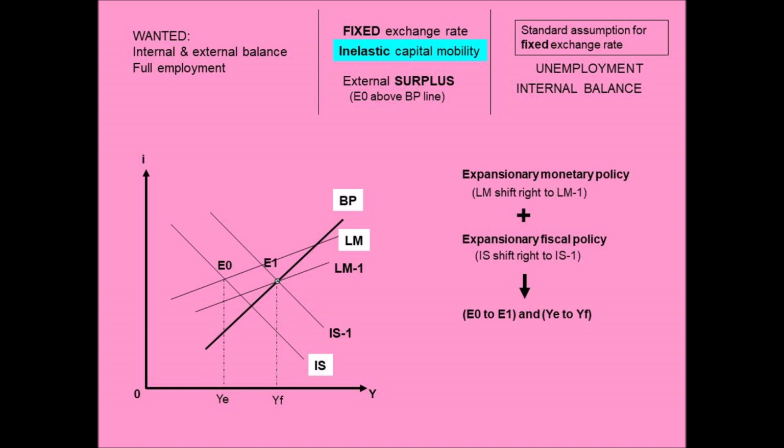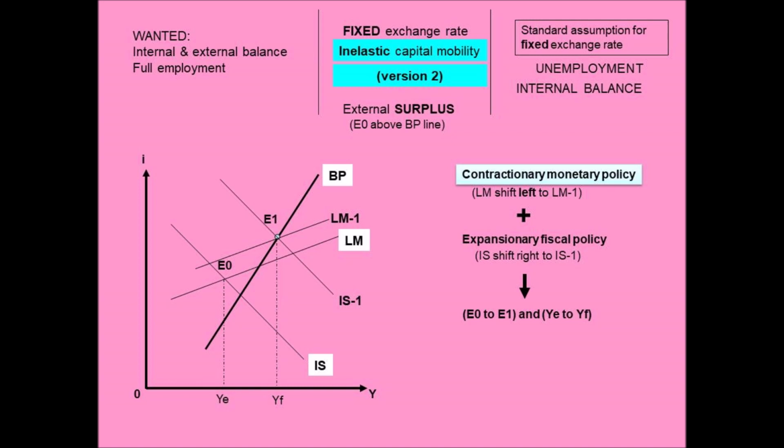Take note that this is the same situation: unemployment, internal balance, fixed exchange rate, external surplus, inelastic capital mobility, and you draw slightly differently. The BP line becomes steeper. You can use both expansionary policies. You have now contractionary monetary policy and expansionary fiscal policy. Both answers are correct. Based on the same situation, depending on how you draw, you might get two different answers.